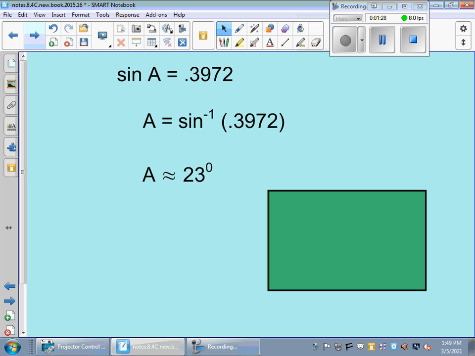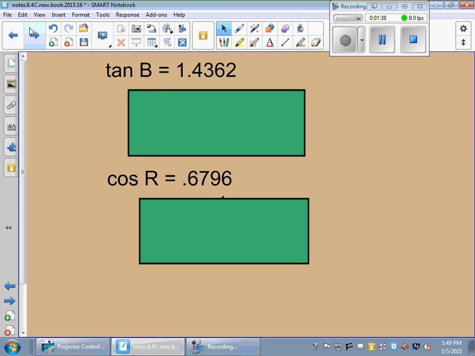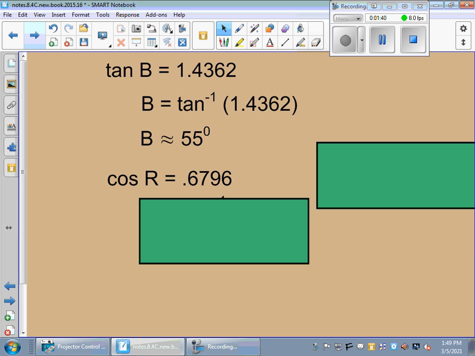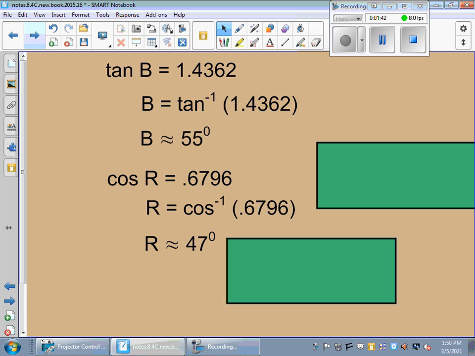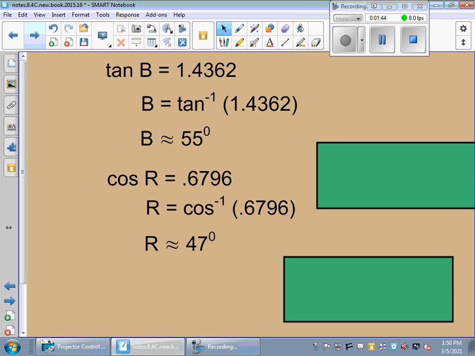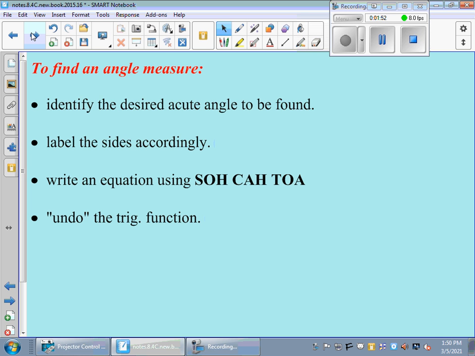Next one, same thing, just working with the calculator. And when you output this, you should actually get about 23.4 when you take the inverse sine of 0.3972. Again, calculator work. Inverse tangent of 1.4362 should be about 55. And the inverse cosine of 0.6796 is about 47. Again, just pure calculator work, being able to use your calculator, it's a big deal.